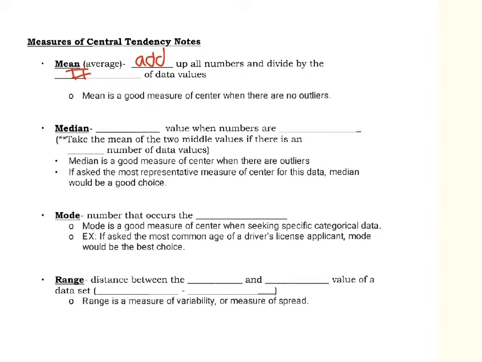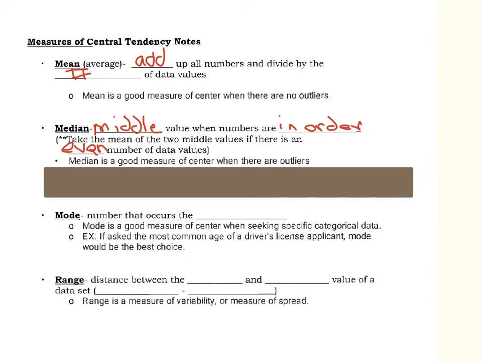The median is your middle number when the numbers are in order. If you have an even number of data values, that's when you're going to take the mean of the two middle values. So if you have two middle numbers, average them. A median is good to calculate when there are outliers, when you do have those big numbers or really small numbers that don't make sense.